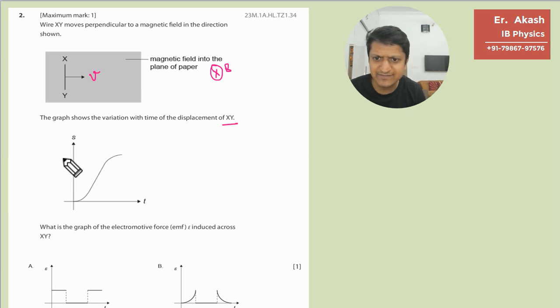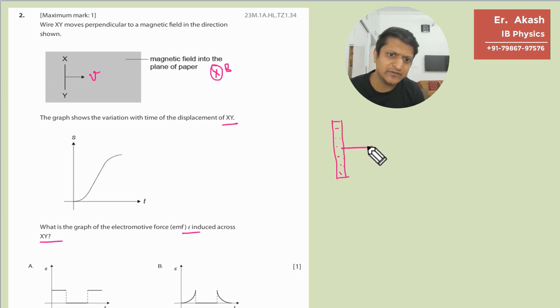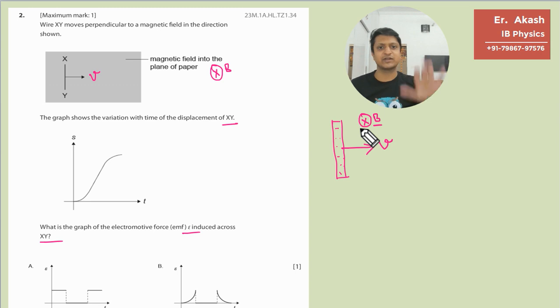So this graph s-t has been given to us. What is the graph of electromotive force E induced across xy? So first understand that this question is from motional EMF. It means, suppose there are free electrons here. When the wire starts moving like this and the magnetic field is inside, we will use the right palm rule.